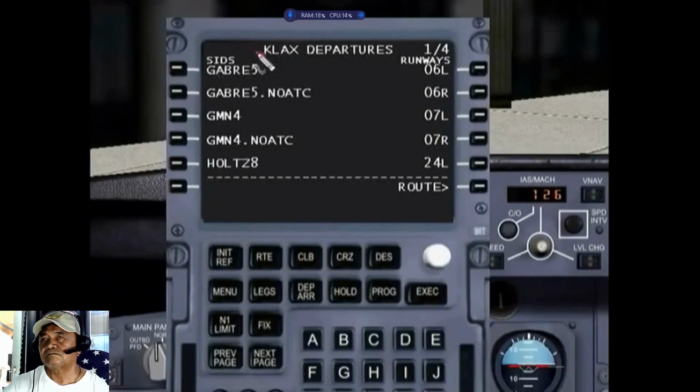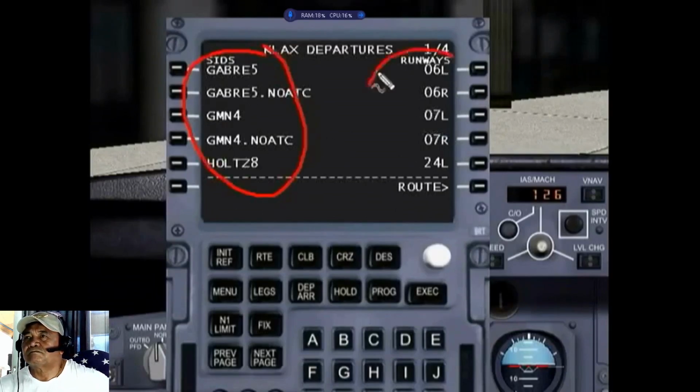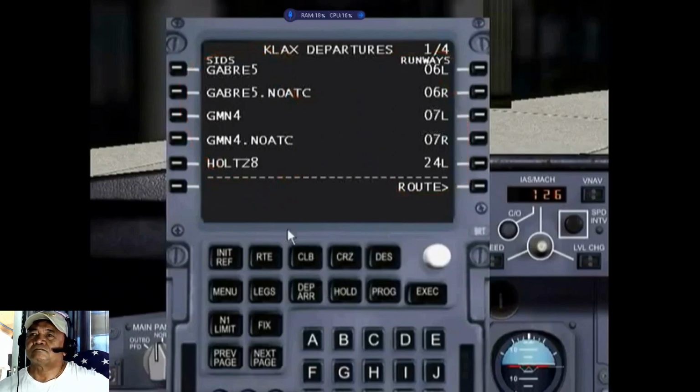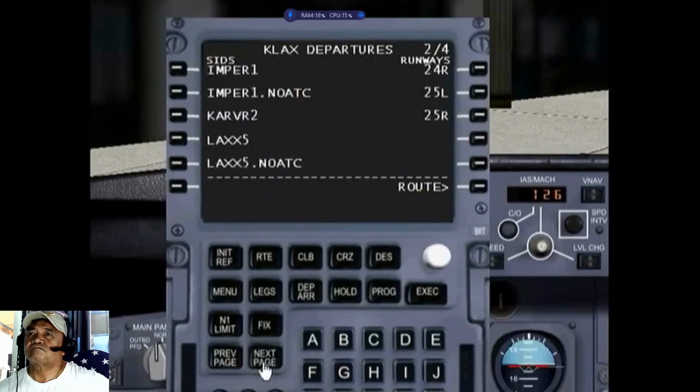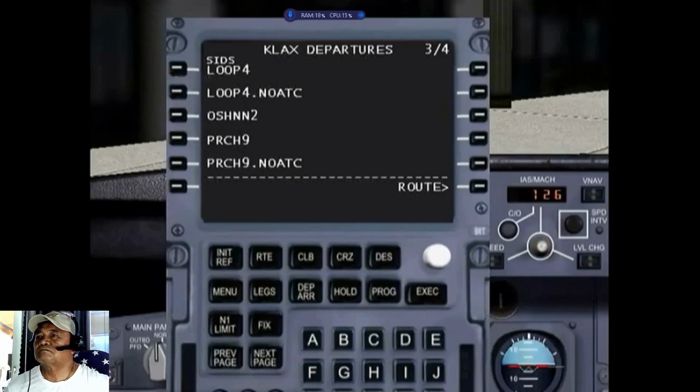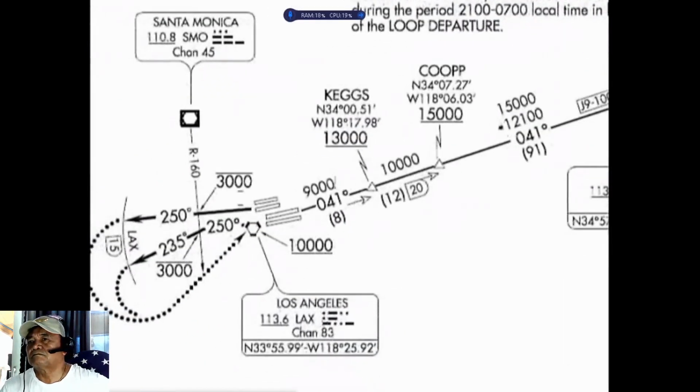The left hand side is all our available SIDs for our departure, and then obviously the right hand side is our runways. And we're going to hit the next button until we find loop 4, and sure enough, there it is. And all we would need to do is just select loop 4, but don't do this. We would just need to select loop 4, and it would plug all the information from our departure plate into the flight management computer. So why in the hell am I doing this the long way?